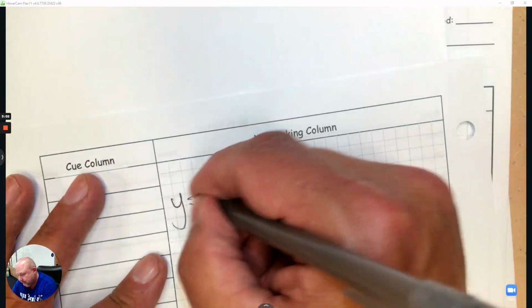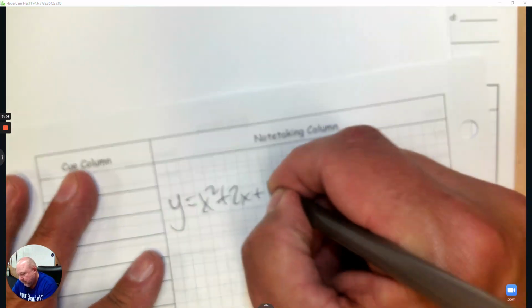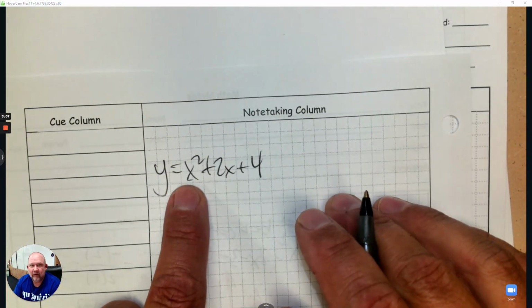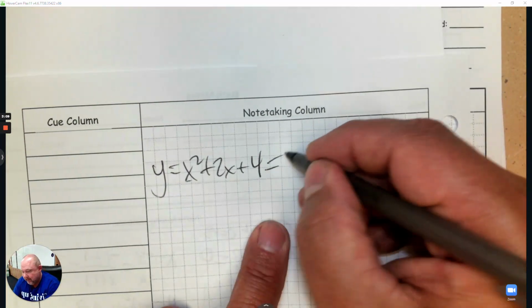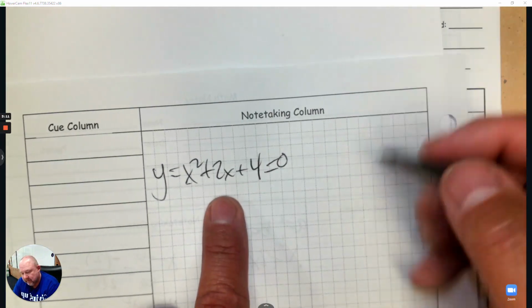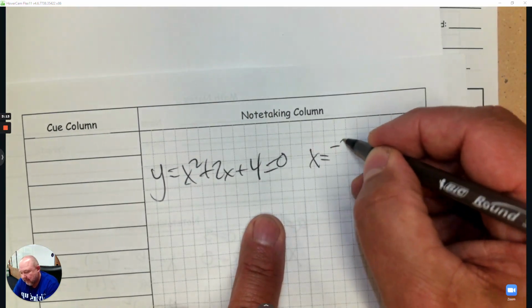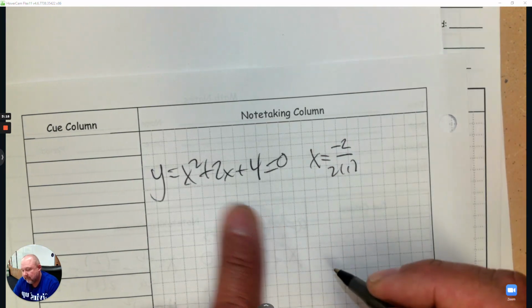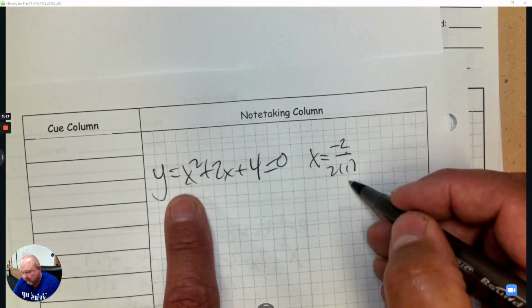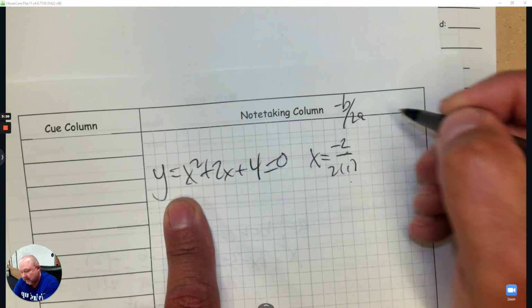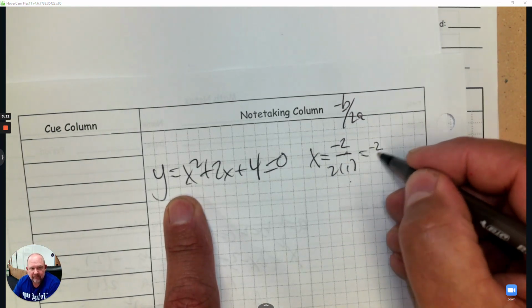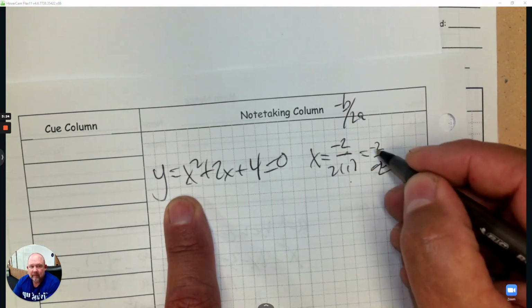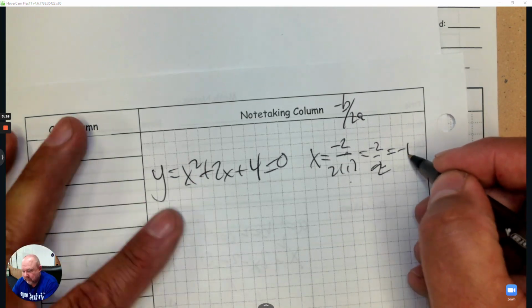All right, one more example for you for review. So I want to solve this equation by graphing it. And so if I solve it by graphing, again, I use the formula negative b over 2a. So b is 2, a is 1. So again, I'm using negative b over 2a, and then I solve it. So it's negative 2 divided by 2, which is negative 1.